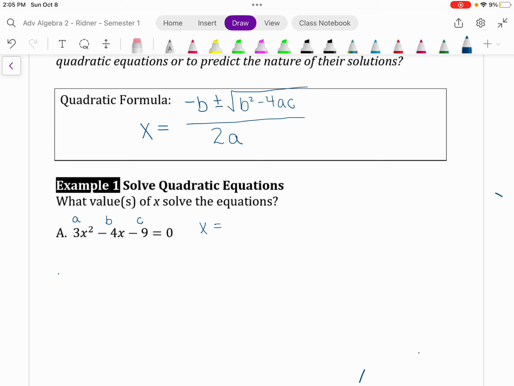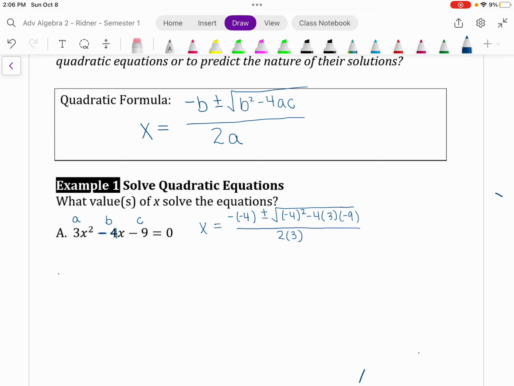Okay, so if b is negative 4, a negative 4 is actually positive, so you can always think opposite b. Plus or minus square root, that means that there's two different answers. There's one with the plus and one with the minus. B squared, if you are using a calculator, it is imperative that you put that negative in parentheses in order for your calculator to read it correctly. A is 3, C is negative 9, all over 2 times 3.